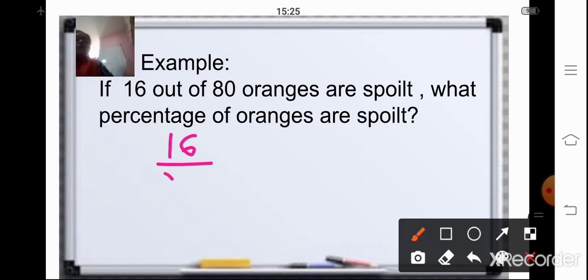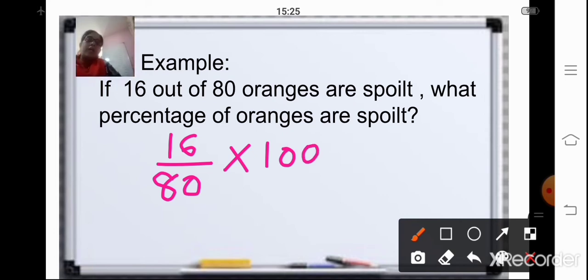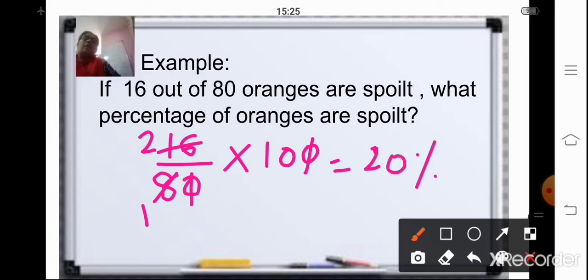Yes, or what you can do is, you can just directly write the fraction, that is 16 out of 80 oranges are spoiled. Now to find the percentage, you'll multiply it by 100. Now simplify according to the cancellation, 8 ones are 8, 8 twos are 16. Now 10 twos are 20. Anyways, you can do the sum. Okay, so 20% of the oranges are spoiled.